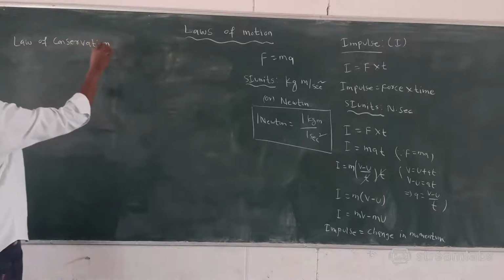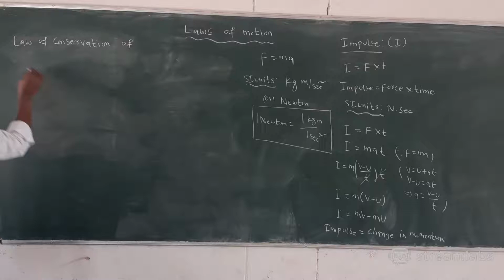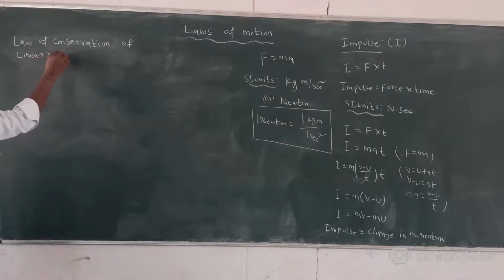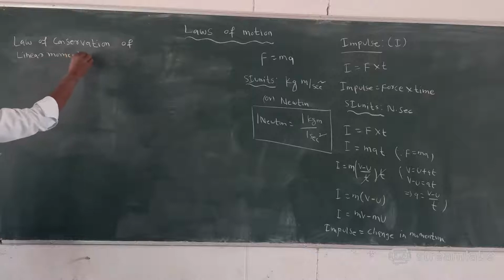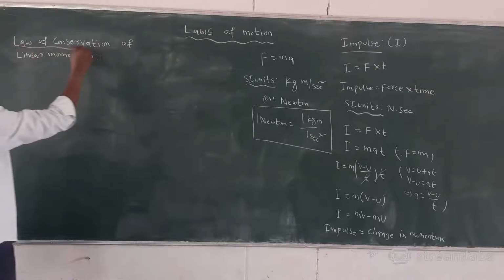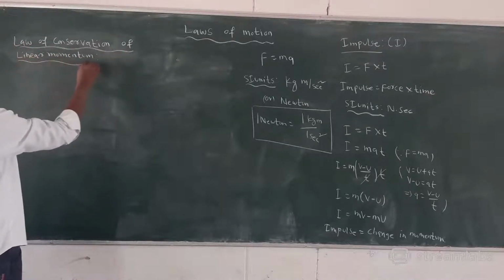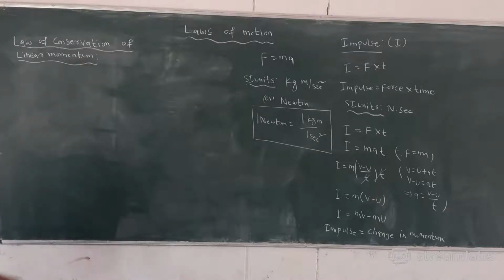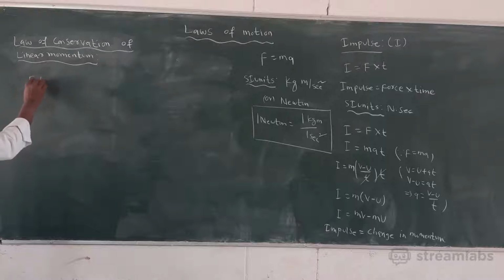conservation of linear momentum. Law of conservation of linear momentum. Momentum is also called linear momentum. By using Newton's second law, F is proportional to dP by dt, or we can take delta V by delta t.